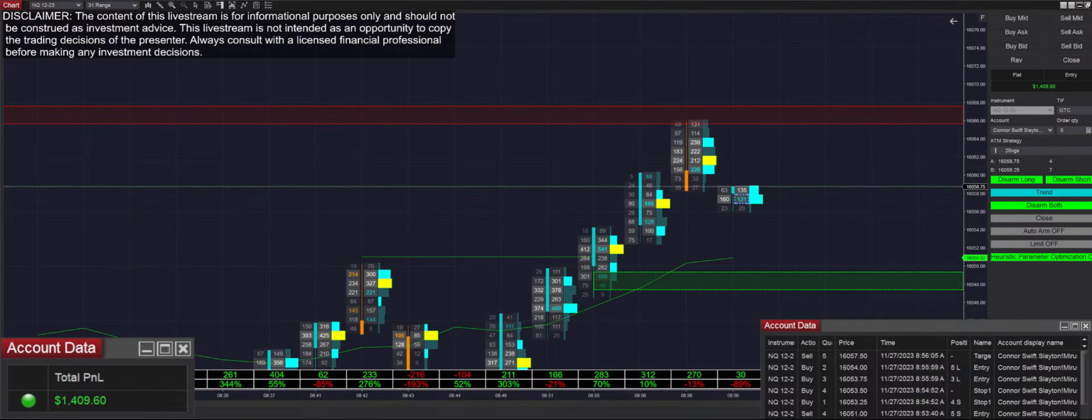Yep, all the trades are automated, including the entry. So once we have the strategy armed, it's going to start looking for trades, and once it finds one, it's going to enter for you.